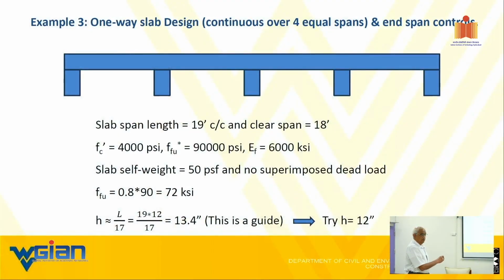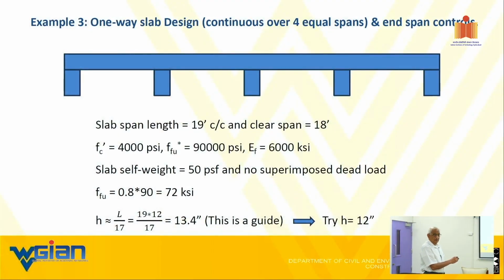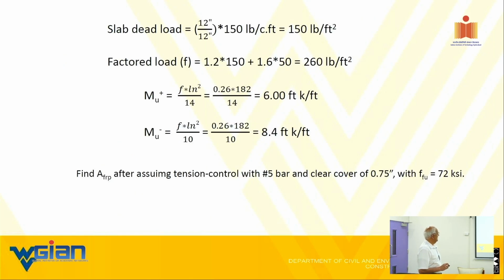So you see right away how inaccurate the approximation is potentially. What did we do? I said L over 17 or 16, and I got 13.4. I'm trying out a 12-inch thickness. It may work, may not work, that we will know in my next step. So here is this slab, self-weight, and there is no superimposed dead load.